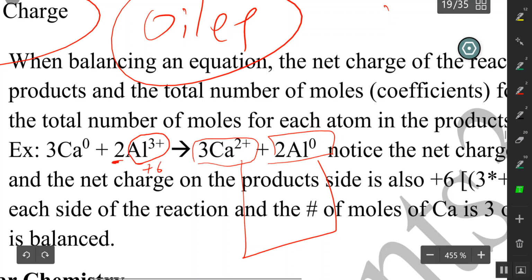Calcium has a charge of 0. You have 3 of them. The charge remains 0. So the total charge on the left is +6, and 0 gives you 6.